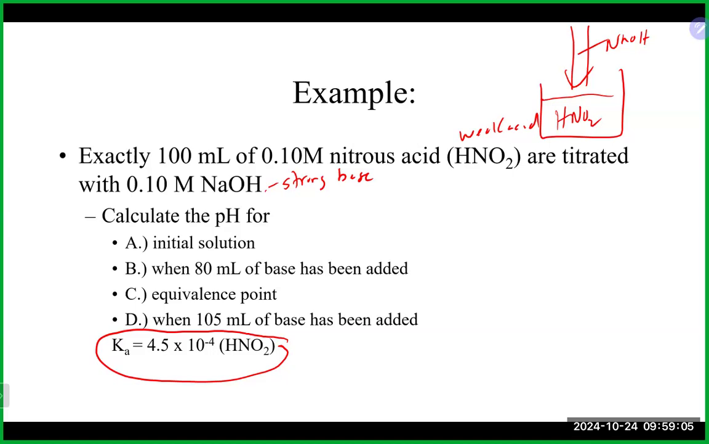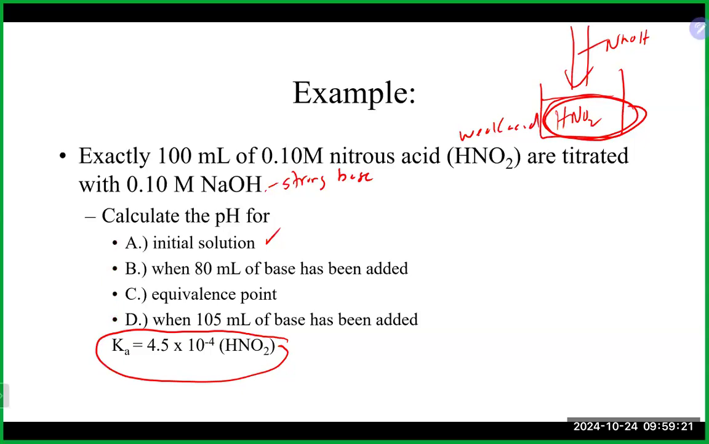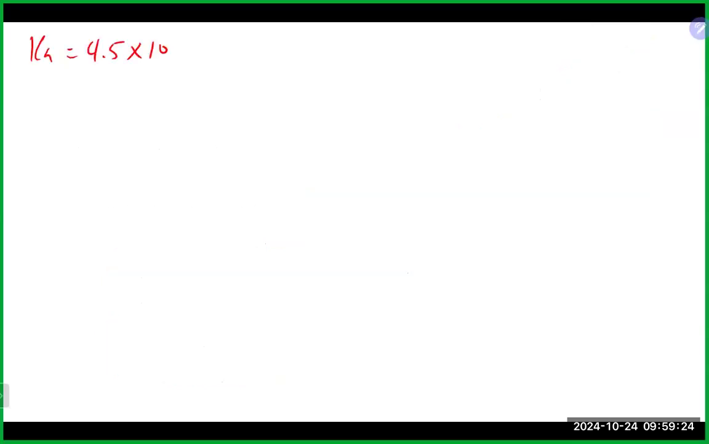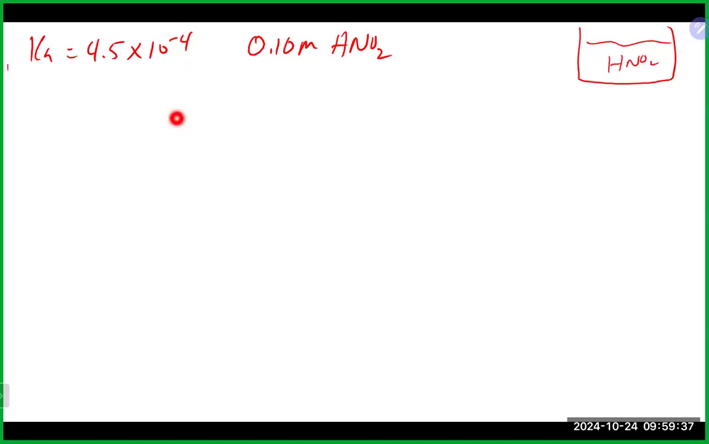All right, so clearly the initial solution is before my titration starts, and before my titration starts, I have just the weak acid in there, and I got a Ka of 4.5 times 10 to the minus 4, and I'm doing 0.1 molar nitrous acid. So again, at this point initially at A, that is pretty much all I got floating around in that solution, this weak acid. So again, it is a weak acid problem here to figure out the pH.